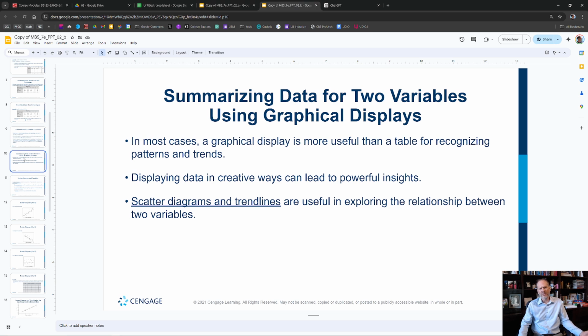Summarizing data for two variables using graphical displays. So we could do scatter diagrams and trend lines. That's really useful for exploring the relationship between two variables. In most cases, graphical display is more useful than a table for recognizing patterns and trends. Displaying data in creative ways can lead to powerful insights.